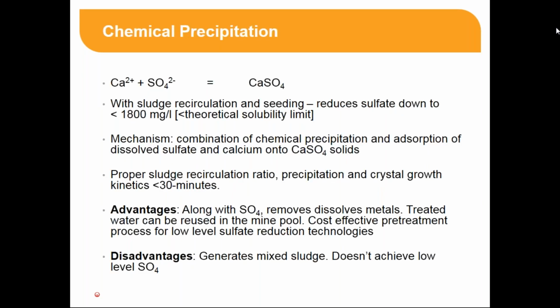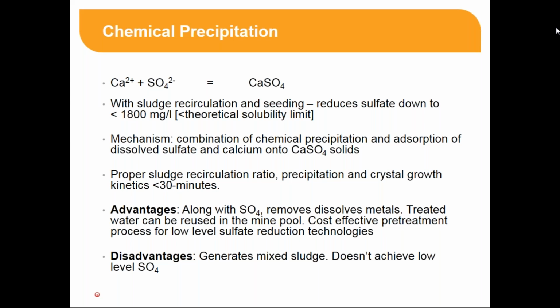Let's start with the chemical precipitation process, or desaturation process. Calcium plus sulfate reacts to form calcium sulfate. To get the sulfates down to the theoretical solubility limit, which is around 1500 to 2000 milligrams per liter, you need to have good sludge recirculation and a one-time seed material addition. What is sludge recirculation? A portion of the sludge is recycled back from the clarifier, or solid-liquid separator, back to the reaction tank.